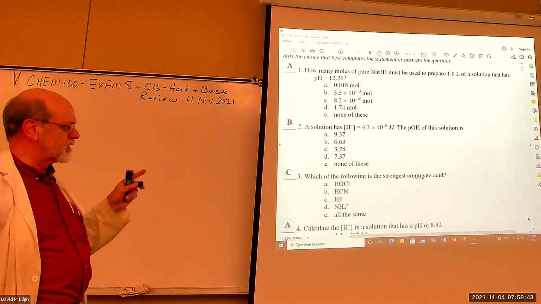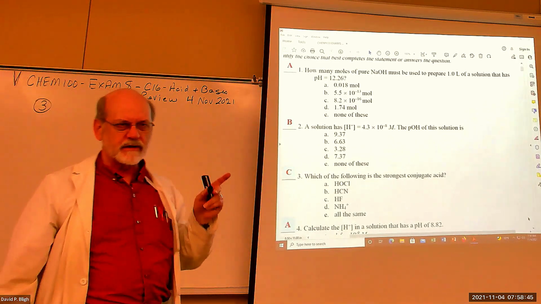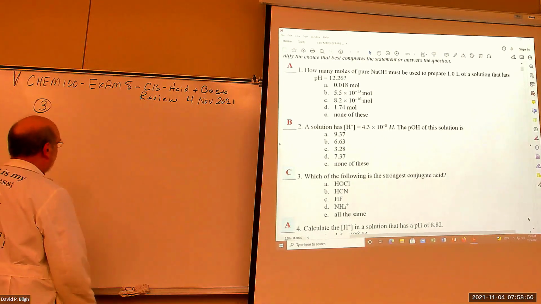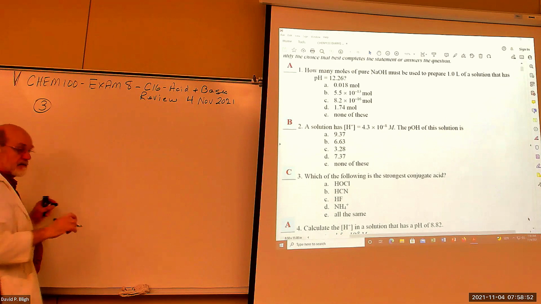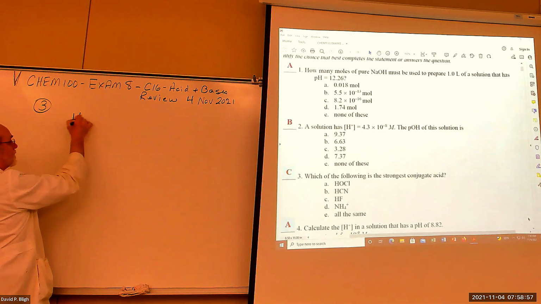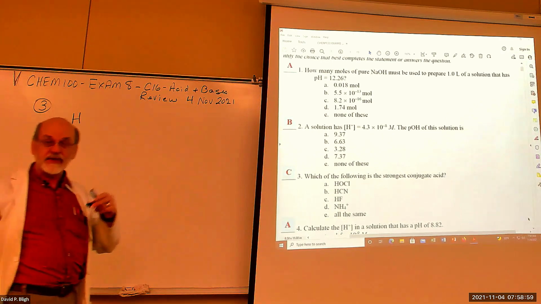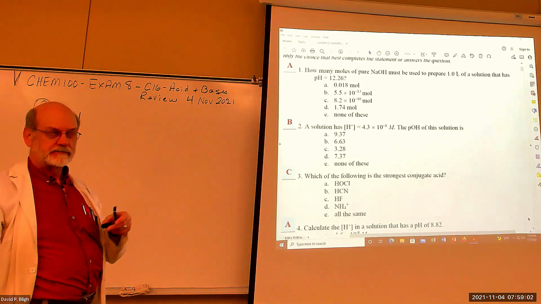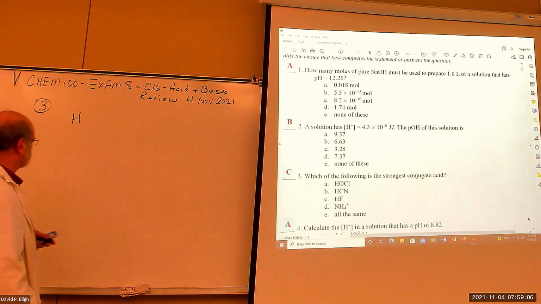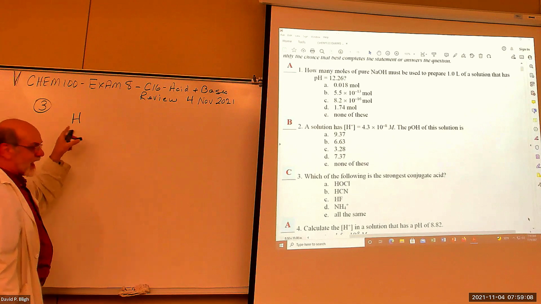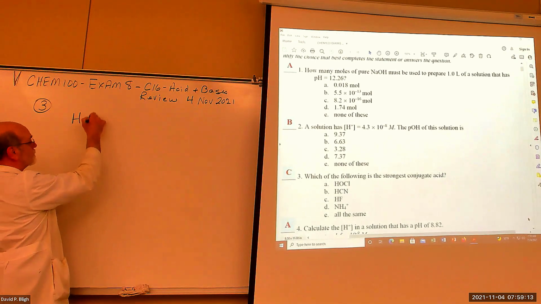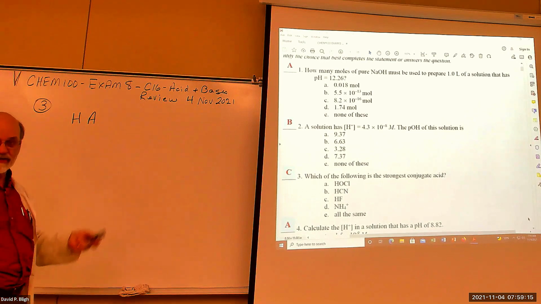Before we get started on this, I think probably a short review might be helpful. What's an acid? An acid always starts with at least one hydrogen. Sometimes they have 2, sometimes they have 3. I've never seen one with 4, but it's possible. So you have an acid with a hydrogen, and then you have the rest of the molecule that we just designate A for acid.